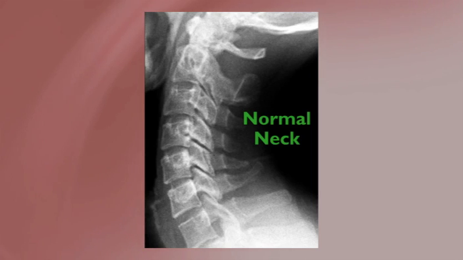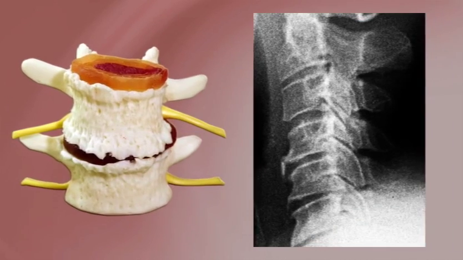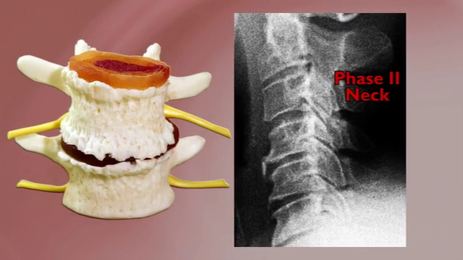And third, look at what a phase 2 spine looks like on the pamphlet and the model. Do you see how the bones are jagged and rough around the edges? Those jagged and rough edges are what degeneration looks like inside your body. You'll also be seeing views of your spine that aren't on your X-ray pamphlets.